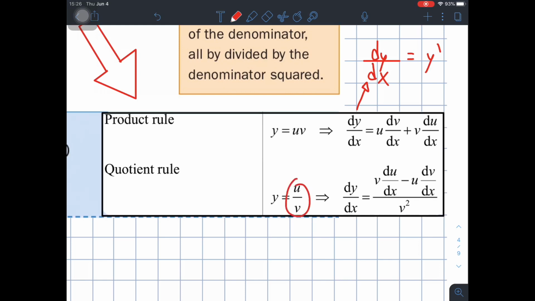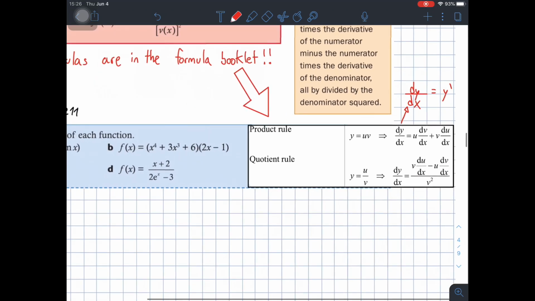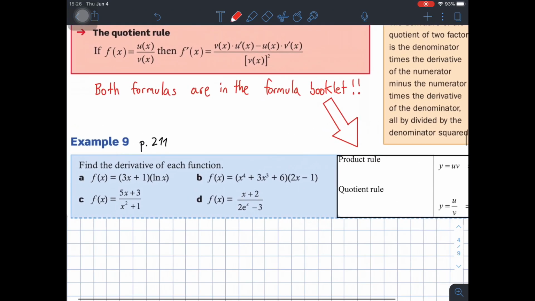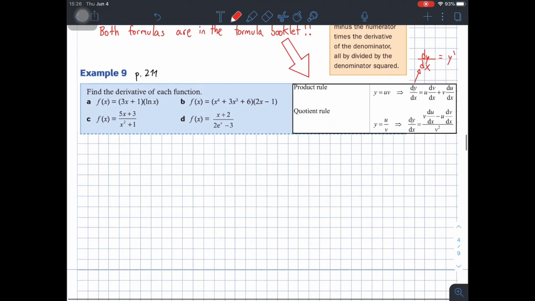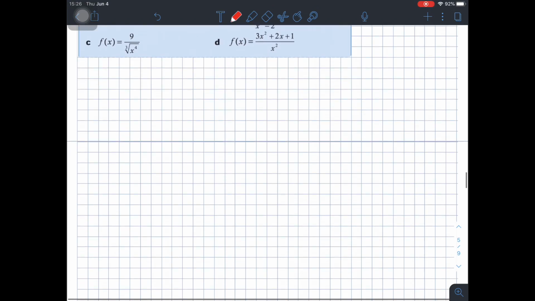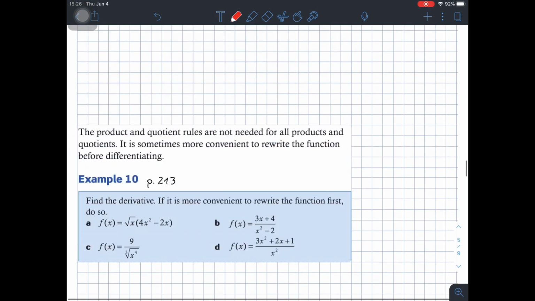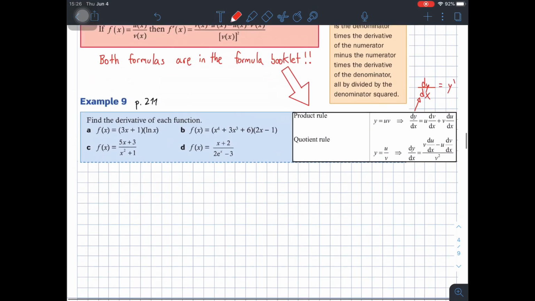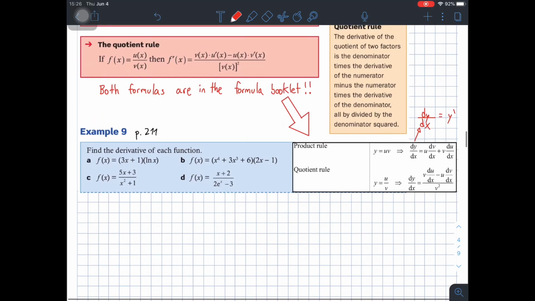For the quotient rule, it's u divided by v. So the y prime equals v times u prime minus u times v prime over v squared, okay? So I hope this is clear. We have tons of exercises here, but I don't think we'll have time to cover them all. So let's do the first set of exercises at least for this video, and then we're going to do the rest in another video.